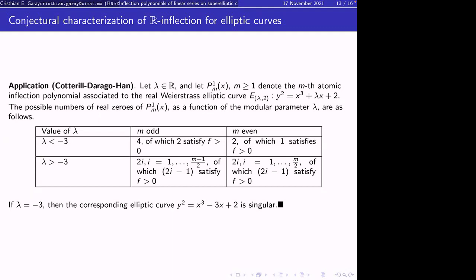But anyway, if the inflection polynomial belongs to an odd index and the parameter is less than minus three, then they conjecture that there should be four inflection points which are real, or four values of the roots which are positive. And then you take this positiveness of the evaluation of the function on the particular root of the inflection polynomial to discriminate if it can be lifted to a real inflection point or not, because you need square roots of real numbers. Also, there is the even case.